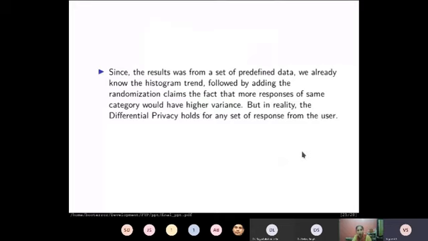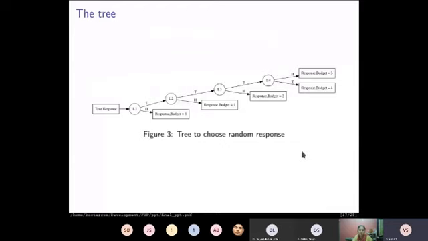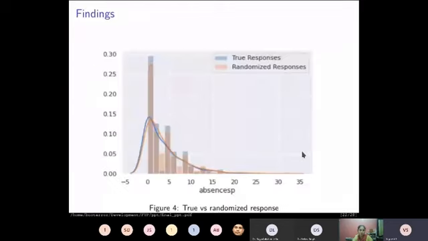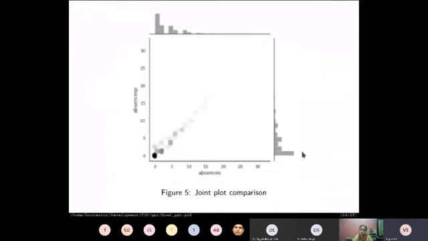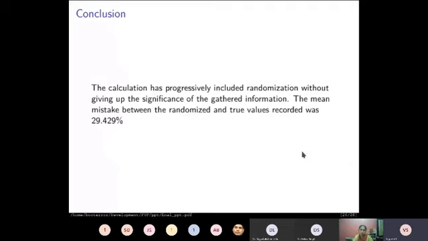And one last thing, the reason why we choose this tree is there's a much lower probability for the system to give a response of budget tree. So the higher the budget, the less likely it is to be sent to the server. So those are the three main important parts of the tree. The conclusion from the experiment is that it has included randomization, and the mean of error between the true and random values is close to 29.42, which is subject to change. There's a higher lower limit to it, but since we have proven that the trend doesn't change to a higher level, it's well within the limits.